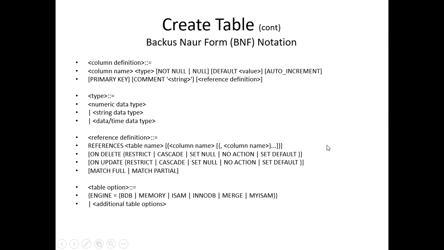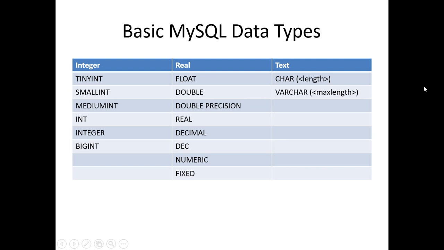For the data types in MySQL, these are the very common ones. There are data types that are not listed here, but these are the common ones. For integer, we have tinyint, smallint, mediumint, int, integer, and bigint. For the real numbers, we have float, double precision, real, decimal, dec, numeric, and fixed.